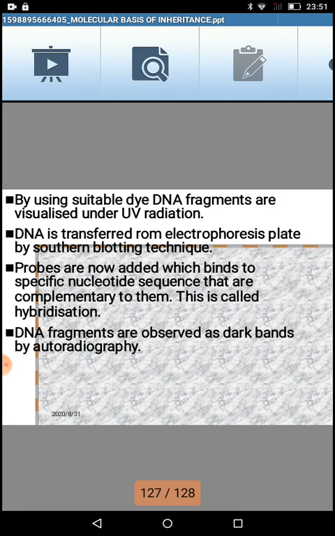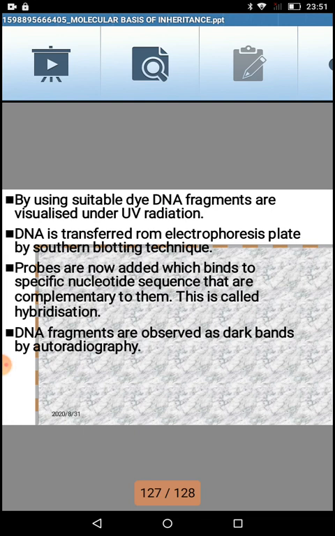The third point: probes are added which bind to specific nucleotide sequences that are complementary to them, and this is called hybridization. So, once you have obtained the DNA fragments, probes are added, and once the probes go and attach to the DNA fragment, the process is called hybridization.